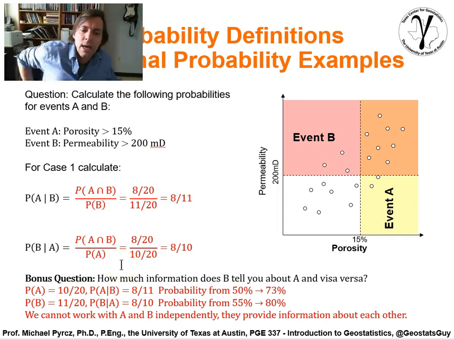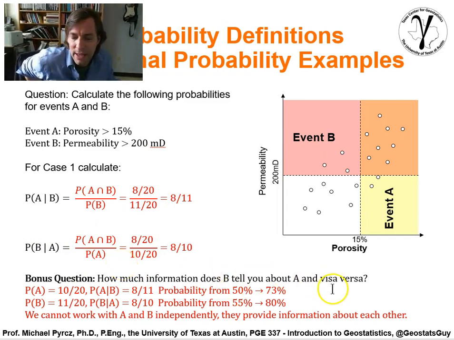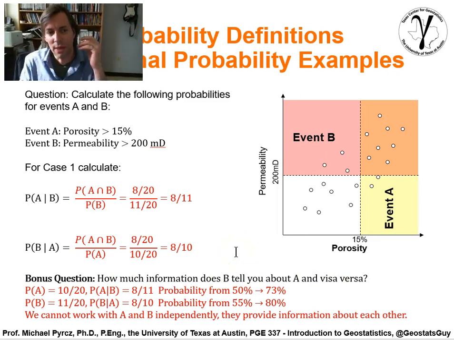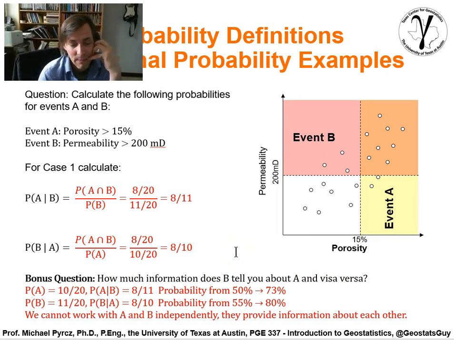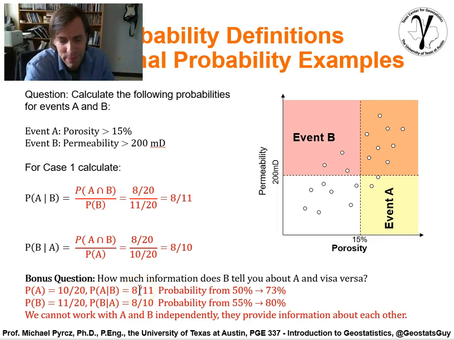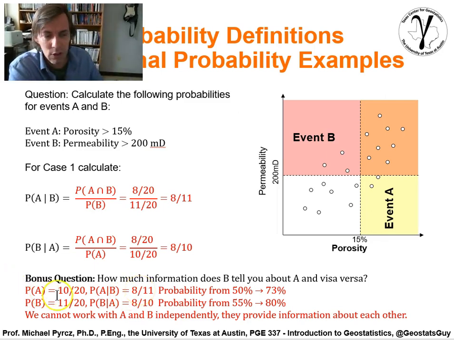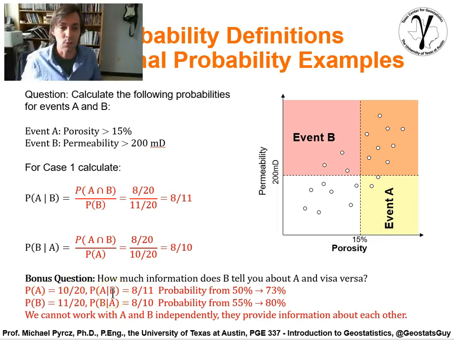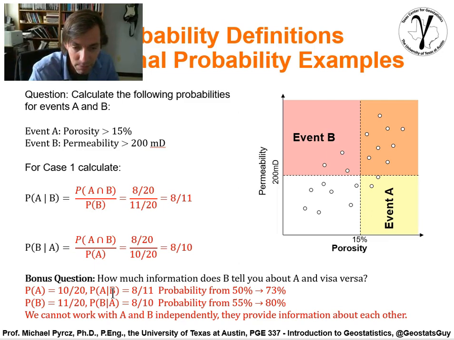Now the question is, how much information does B tell you about A and vice versa? How would you show that? And so this is interesting. You could calculate the probability of A, the probability of A given B, and then just compare them. This is the probability of A given you knew nothing about B. This is the probability of A given that B event was known. That's information you have about B. And if they're different from each other, it tells you that there's shared information. It tells you that B tells you something about A.